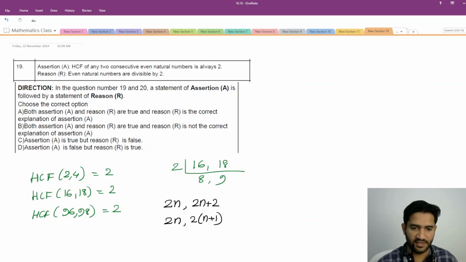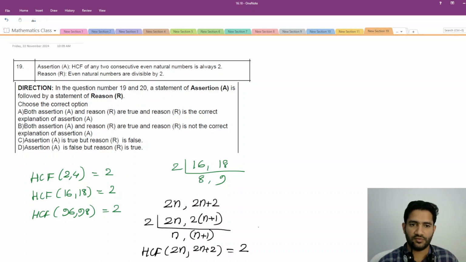So how can we find the HCF? 2n we can divide by 2, so it will be n comma n plus 1. n and n plus 1 are consecutive natural numbers. There are no more common factors. Only one is a common factor between consecutive natural numbers. So we can say that the HCF of 2n and 2n plus 2 is 2. So the assertion is right. Then what about the reason?